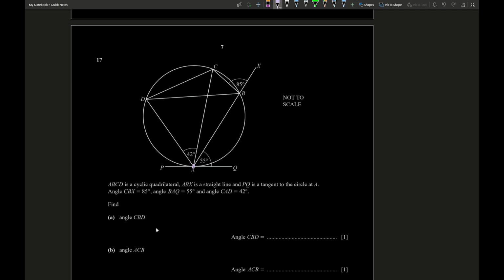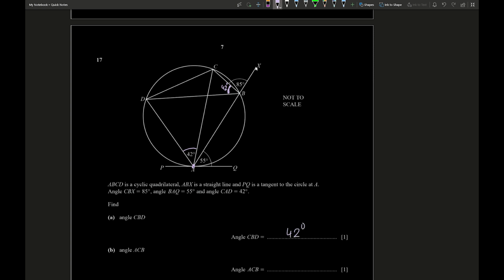So we're told to find the angle CBD, this angle right here. So where's CBD? This one. Alright. Well, if you look closely, you'll notice that the angle CBD and angle CAD, this one, they're both equal because they're both subtended by the same arc CD. Therefore, the angle CBD is also 42 degrees.